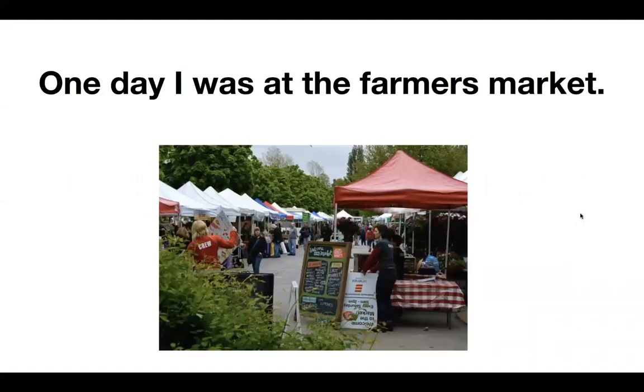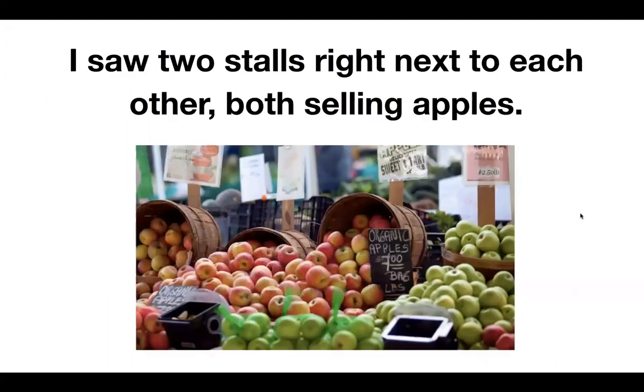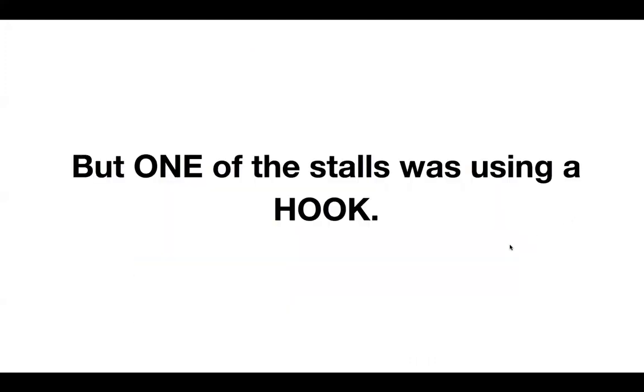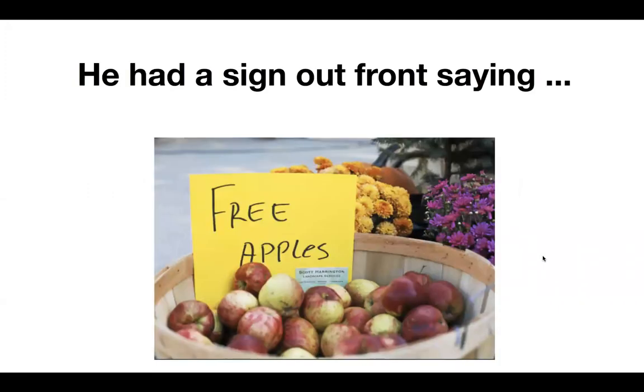So one day I was at the farmer's market and I saw two stalls right next to each other. They're both selling apples, right? Really good apples, tons of apples here in Canada. And one of the stalls was using a hook, all right? Whereas the other stall had no hook. It was just apples for sale. But the guy on the other side had a sign out front saying free apples, right?